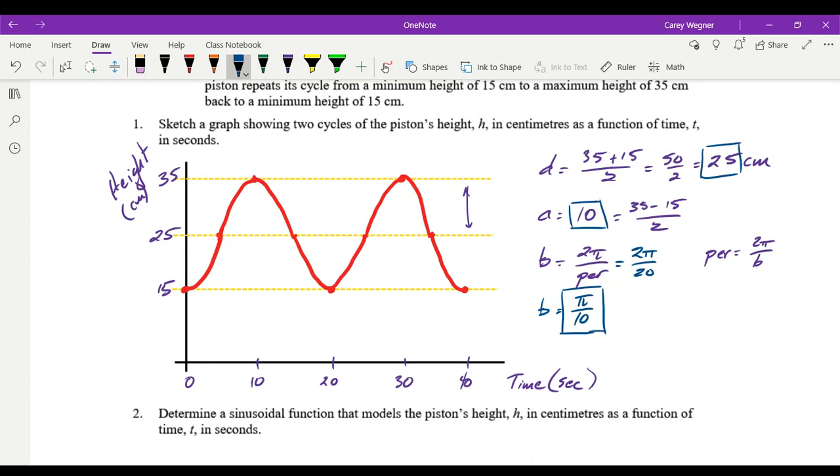And again, we're at this point where we need to decide, do we want this to be a sine function or a cosine function? So let's look at a few possibilities.